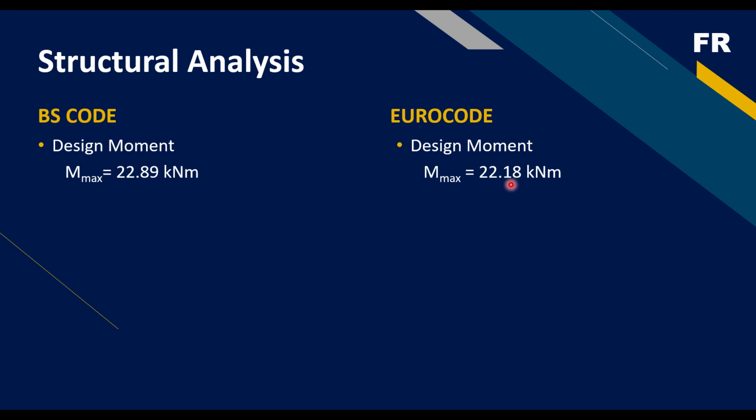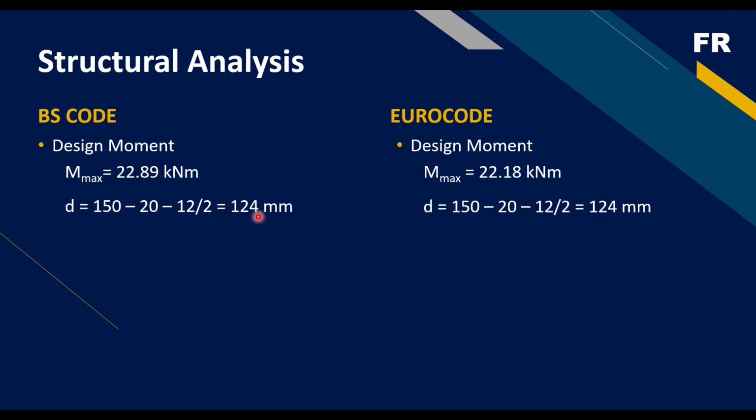And then for us to design, we need to calculate what we call the effective depth. Whether you are designing using the Eurocode or BS code, it is the same thing. The effective depth is the thickness of your slab minus the cover. We are assuming a cover of 20 mm minus half the diameter of the bar. We assume a reinforcement size of 12 mm. So at the end of the day, we have an effective depth of 124 for both the Eurocode and the BS code.